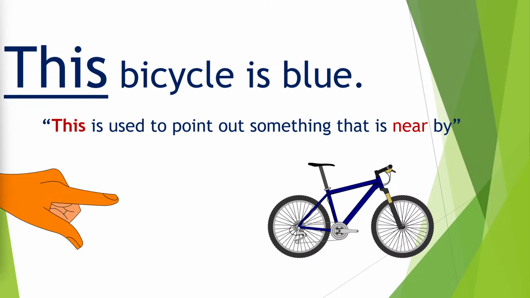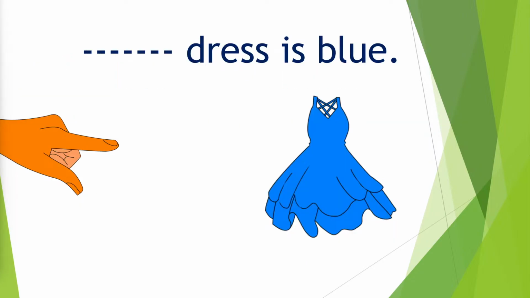Let's see, bear with me a moment. Which one should I use, guys? Is the hand near the dress or not? What do you say? Dress. Mm-hmm. Cool, but this, there you go. This, right? That is the demonstrative adjective that I should use. This dress is blue. Okay? Now let's go with that.